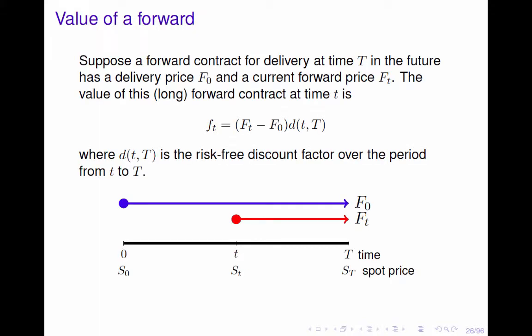To end this section, we talk about the valuation of a forward contract. Suppose a forward contract for delivery at time T has a delivery price F0. This price was agreed at time 0. And suppose the current forward price of the underlying asset is Ft. Then, the value of the long position of this forward contract is (Ft − F0) times the discount factor from time t to T. And we always use the small letter f to denote the value of any derivative contract.